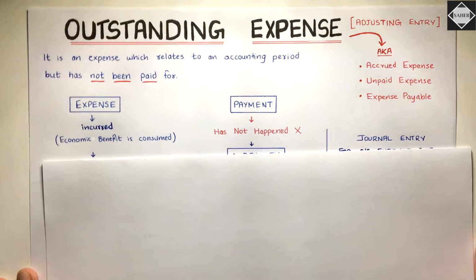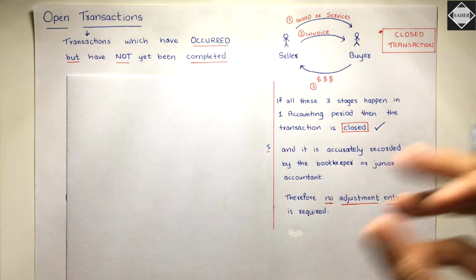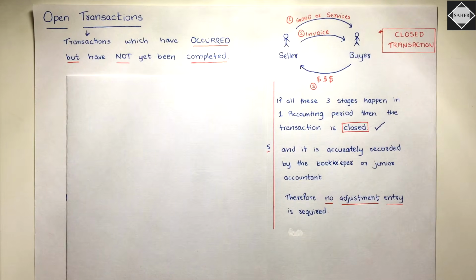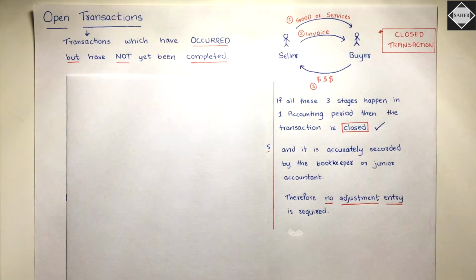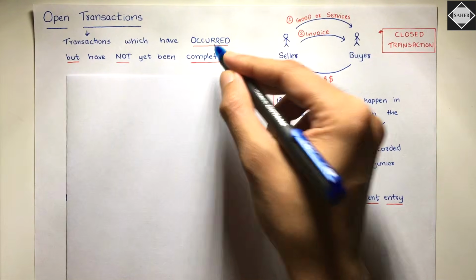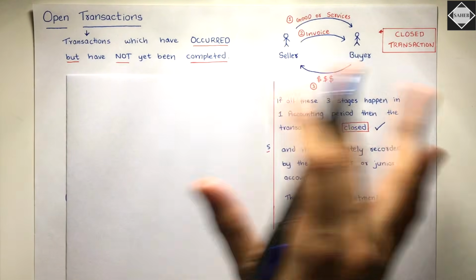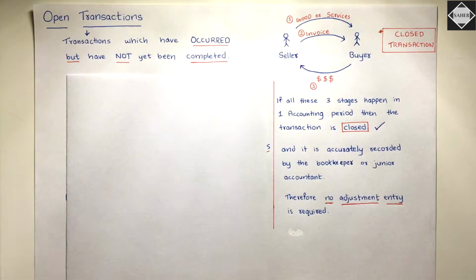Now let's get back to this outstanding expense video. Before moving on to the concept of outstanding expense and discussing it further, first we have to discuss one small remaining concept, and that is open transactions. It's really simple and straightforward. See here, open transactions are nothing but transactions which have occurred, which have happened, but have not been completed successfully in the same accounting period. Okay, those are called open transactions.